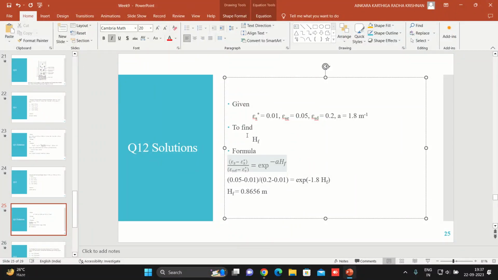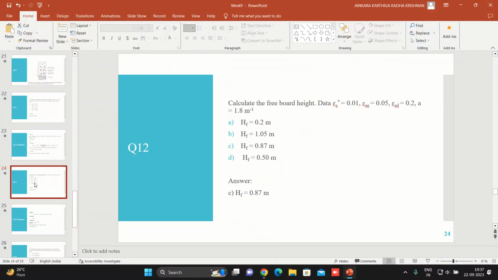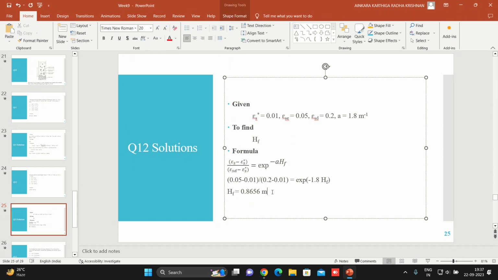Maybe we can highlight it because it is missing. We'll cross check with the options given. So in the options, 0.87 meter is the right answer. Option C is the right answer, because we are getting 0.8656, which on rounding off to 2 digits after the decimal point gives 0.87 meter.